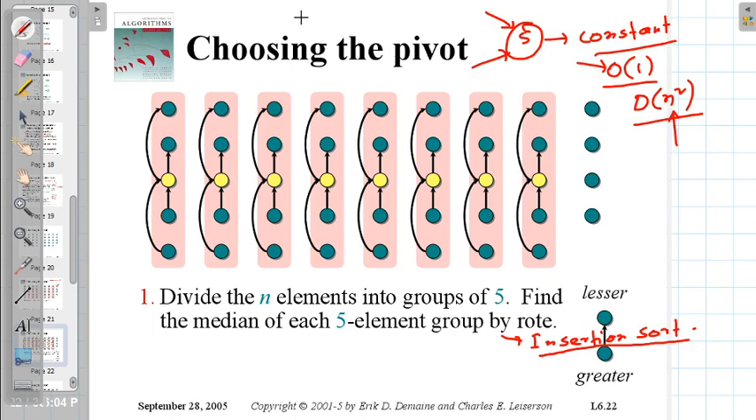And the question that might come to you again is, why groups of 5? Why not groups of 3? Why not groups of 7? Why not groups of 9 or 8, whatever, okay? That may be answered afterwards, but that is a complicated analysis, right?